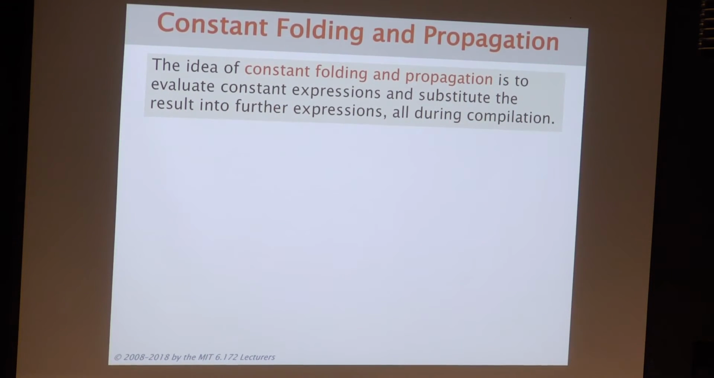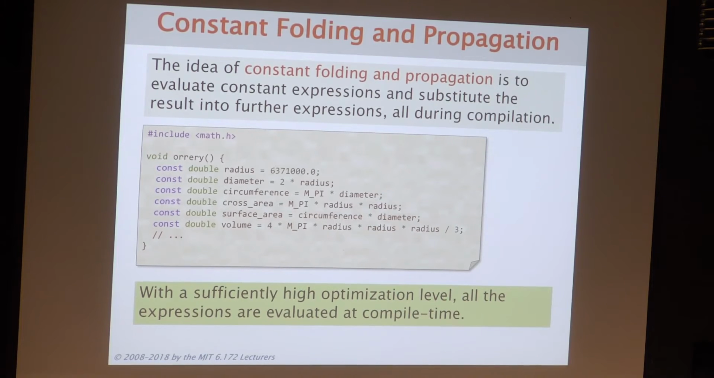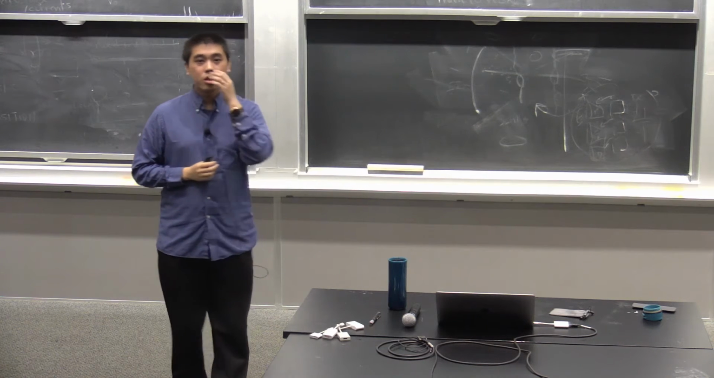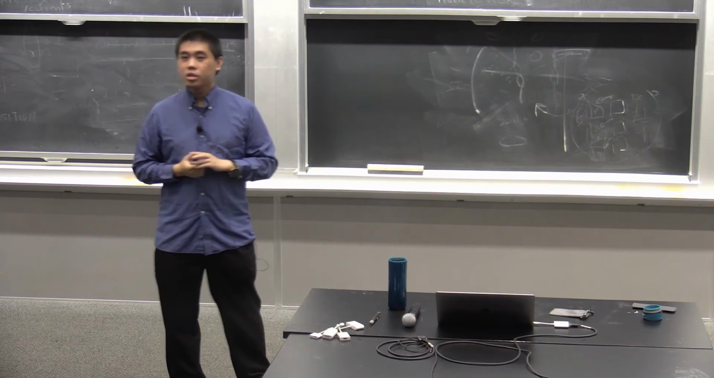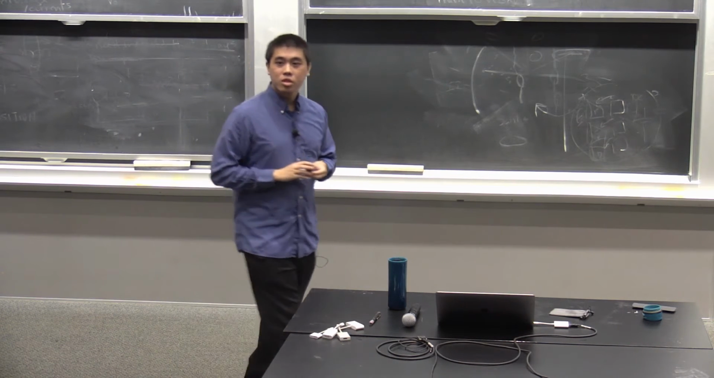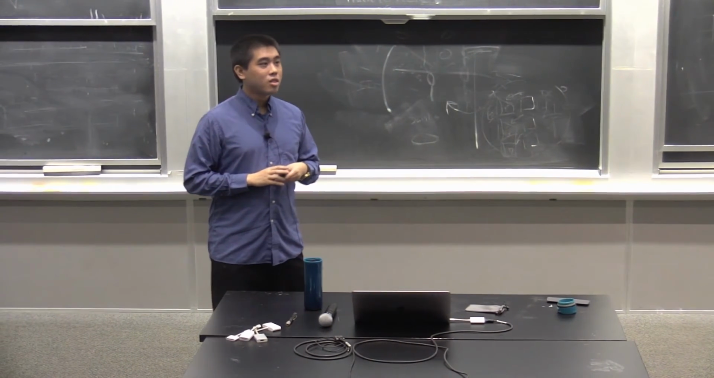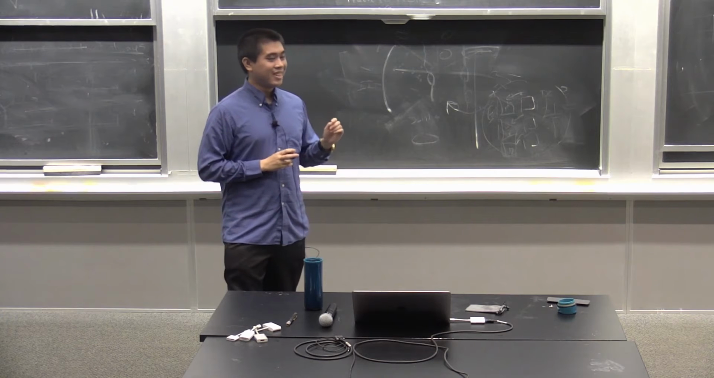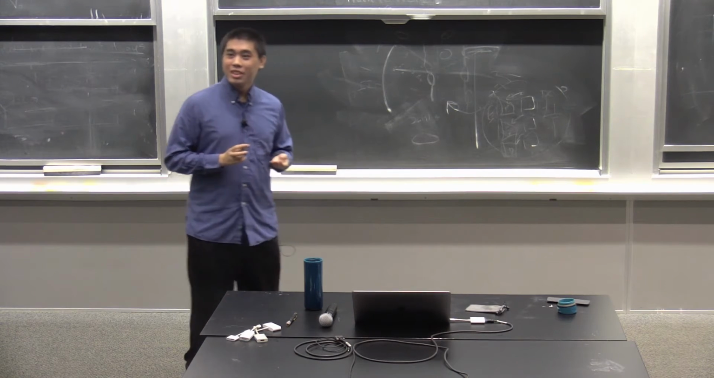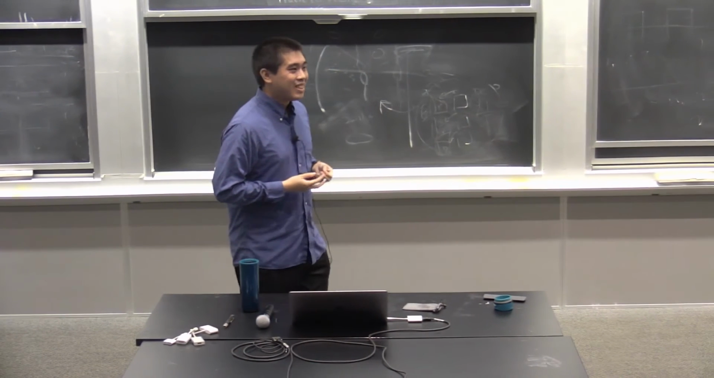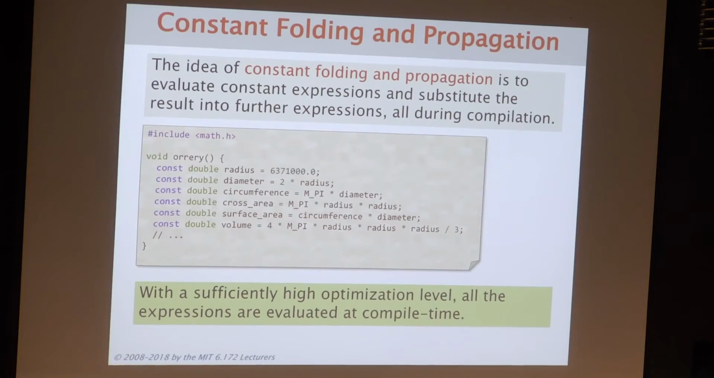The idea of constant folding and propagation is to evaluate constant expressions and substitute the result into further expressions, all at compilation time, so you don't have to do it at runtime. So again, let's look at an example. So here we have this function called orrery. Does anyone know what orrery means? Okay, so an orrery is a model of a solar system.